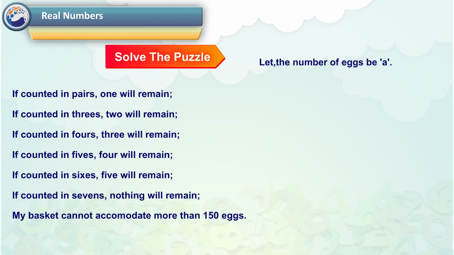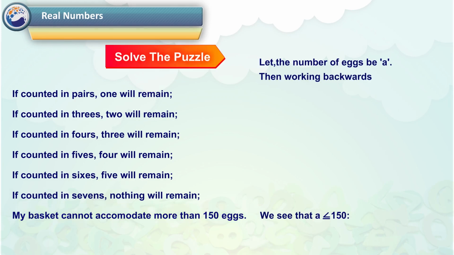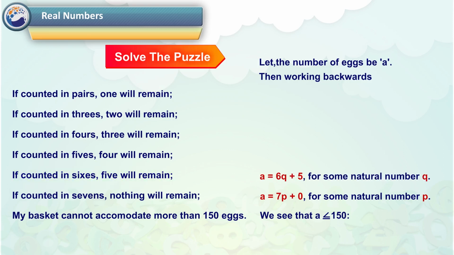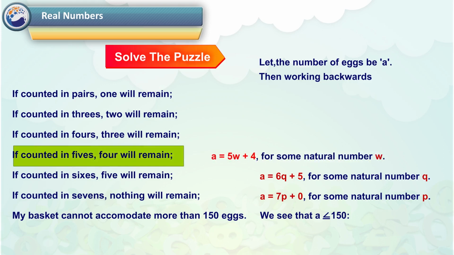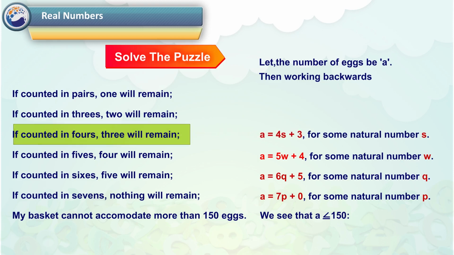Let the number of eggs be A. Then, working backwards, we see that A is less than or equal to 150. If counted in sevens, nothing will remain, which translates to A = 7p + 0 for some natural number p. If counted in sixes, 5 will remain, that is A = 6q + 5 for some natural number q. If counted in fives, 4 will remain, giving A = 5w + 4 for some natural number w.